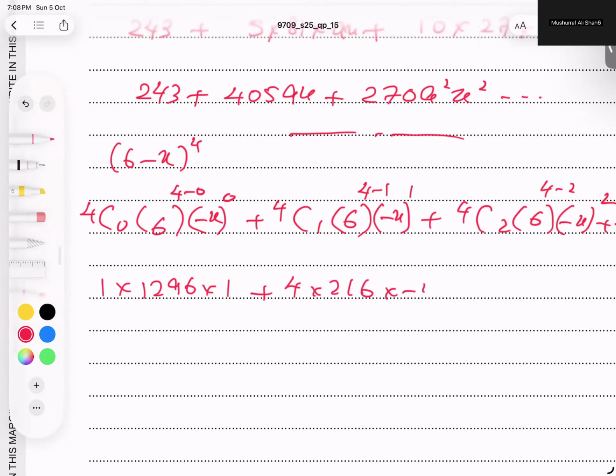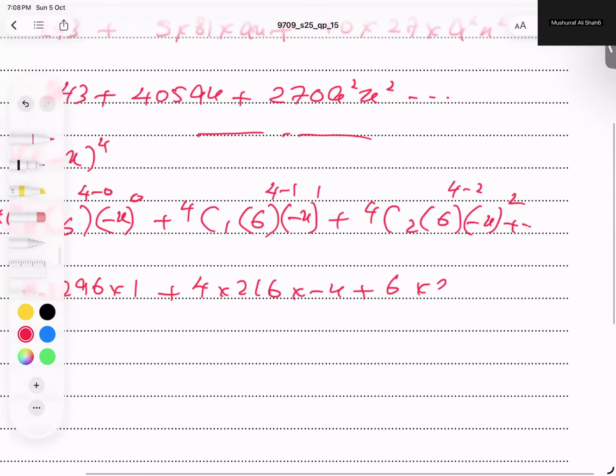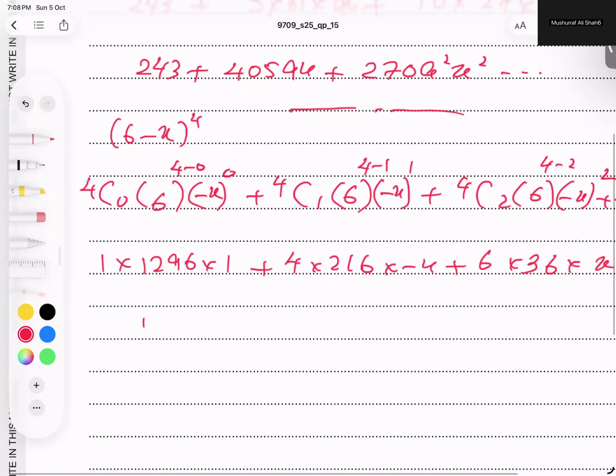And here negative x. And what is 4C2? 4C2 is 6. And 6 to power 2 is 36. And here x to power 2. Now student, 1296 comes from here. And just check it, this is negative into positive, I get negative, and this is the x basically. So 216 into 4, I'm getting 864x.